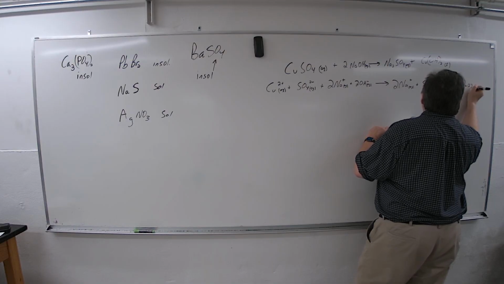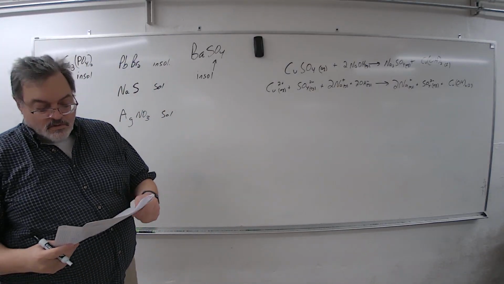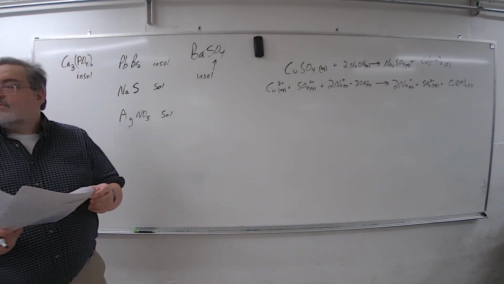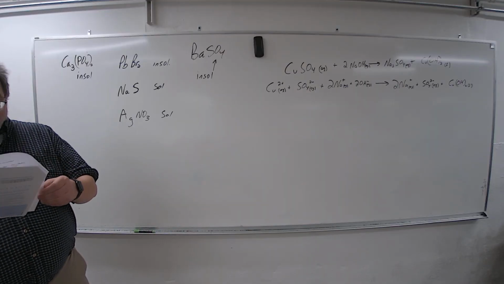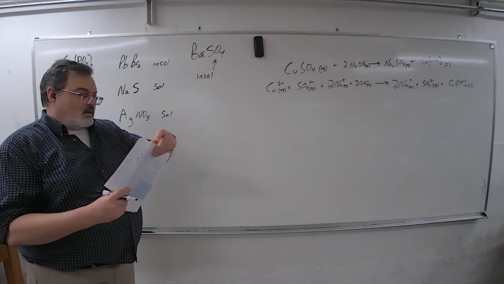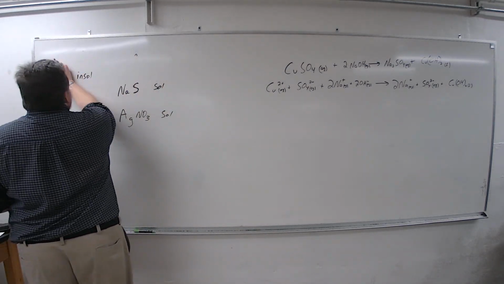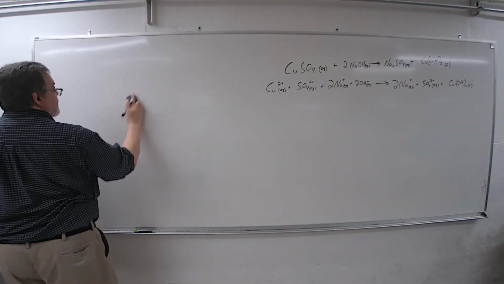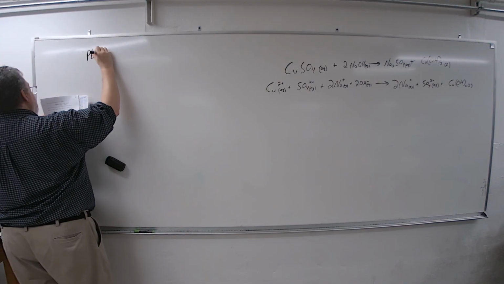goes to 2 Na plus aqueous plus SO4 2 minus aqueous plus Cu(OH)2, and you leave that solid. That's the total ionic equation. Did you get that one?